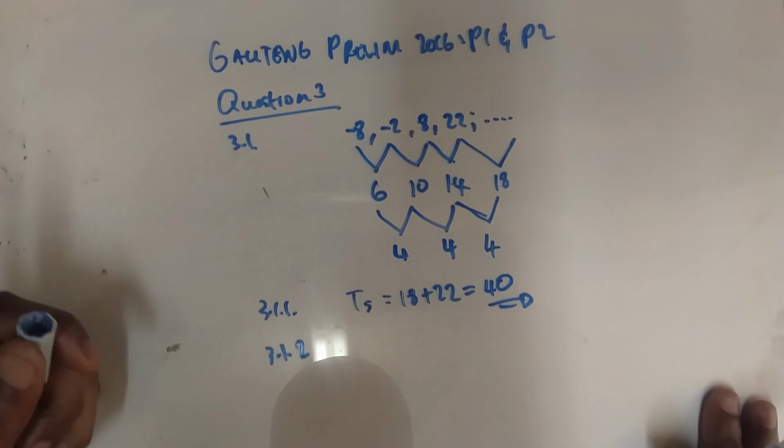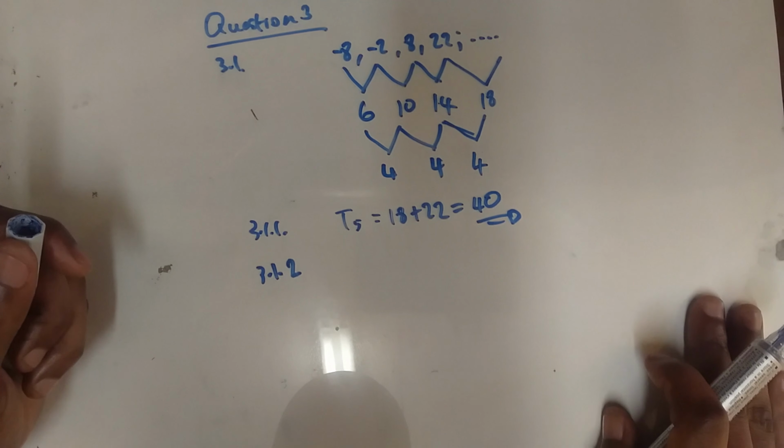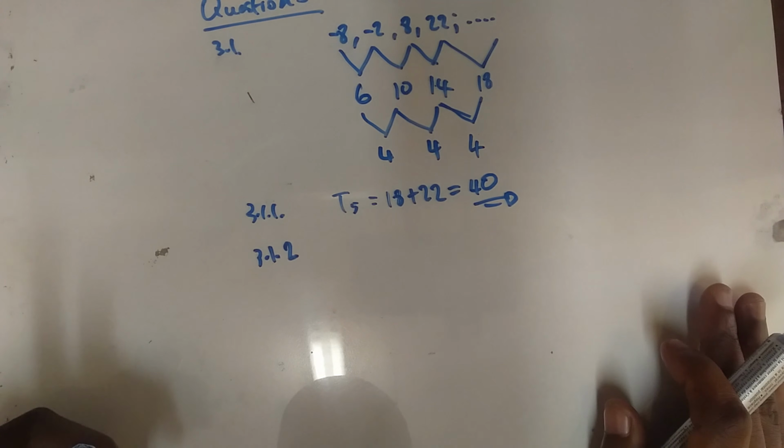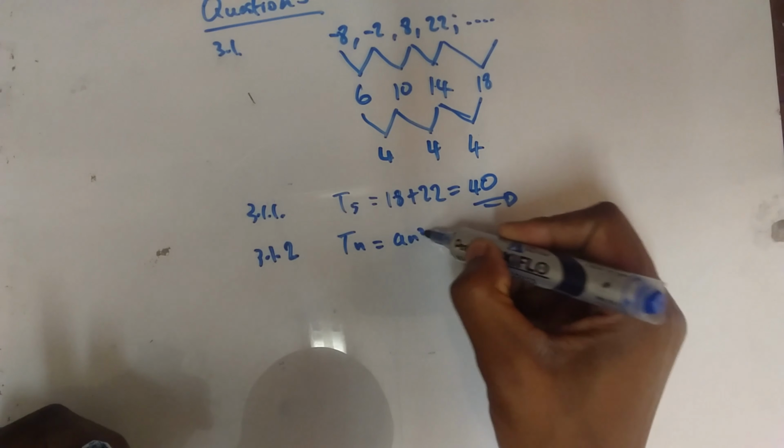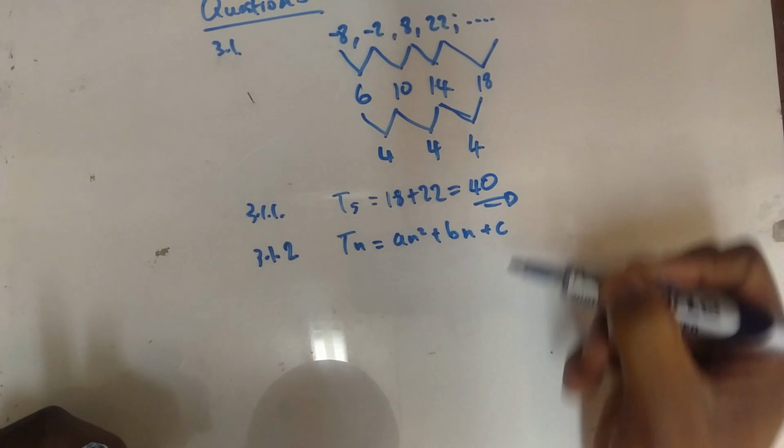3.1.2. They say determine the general formula. So they want us to find Tn is equal to an squared plus bn plus c.